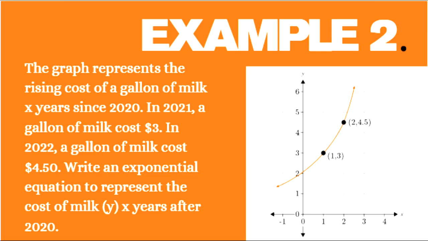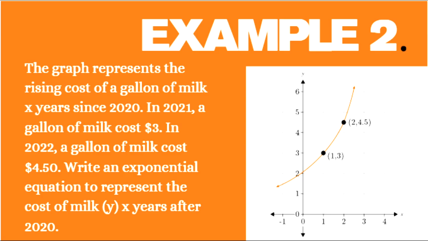Okay, example 2 that we will work together. The graph represents the rising cost of a gallon of milk x years since 2020. In 2021, a gallon of milk costs $3. I wish it was that cheap here. In 2022, a gallon of milk costs $4.50. Write an exponential equation to represent the cost of milk y x years after 2020.